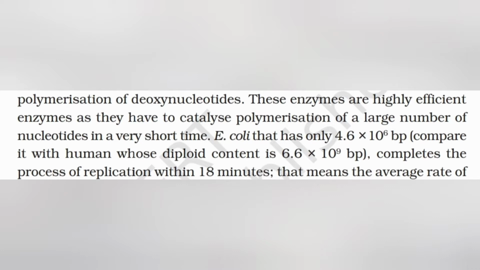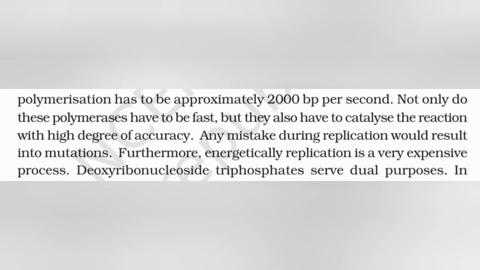It completes the process of replication within 18 minutes. That means the average rate of polymerization has to be approximately 2000 base pairs per second. Not only do these polymerases have to be fast, but they have to catalyze the reaction with a high degree of accuracy. Any mistake during replication would result in mutation.